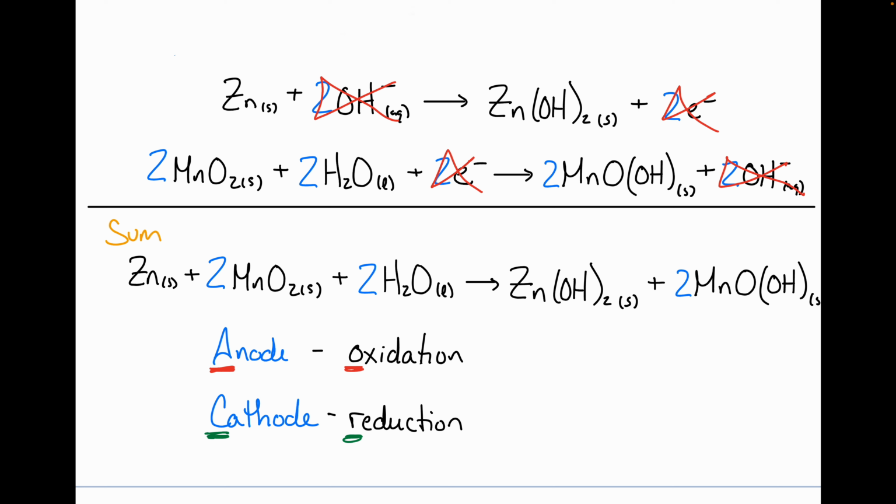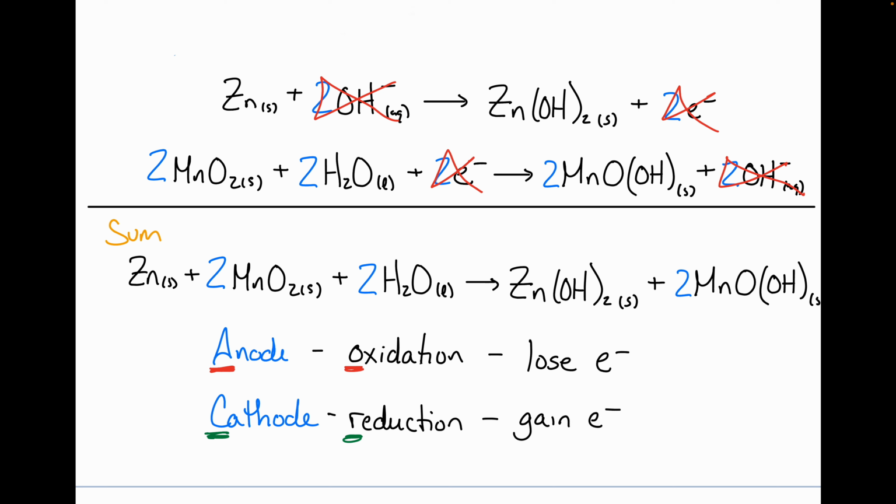Oxidation is what? Losing electrons or gaining electrons? Losing electrons. Remember we had that oil rig. What are those? Not analogy. What are they called? It starts with an A. Acronym. There it is. Oxidation, we're going to lose electrons. Cathode, we're going to gain electrons.